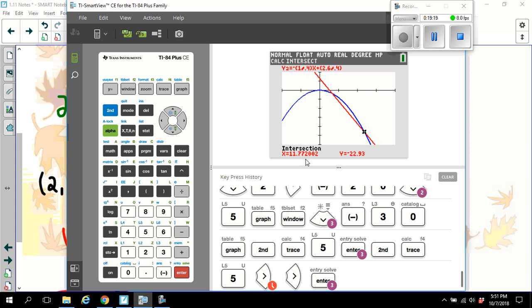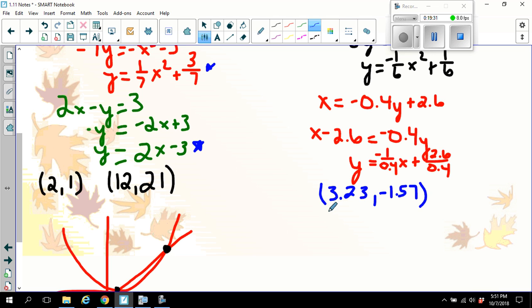And once again, we do get decimals. And let's go ahead and round to 2 decimal places like we did before. So this other intersection is 11.77, negative 22.93. So our 2 answers are decimals. So that definitely tells us that we would have had to use a graphing calculator to find our answer.